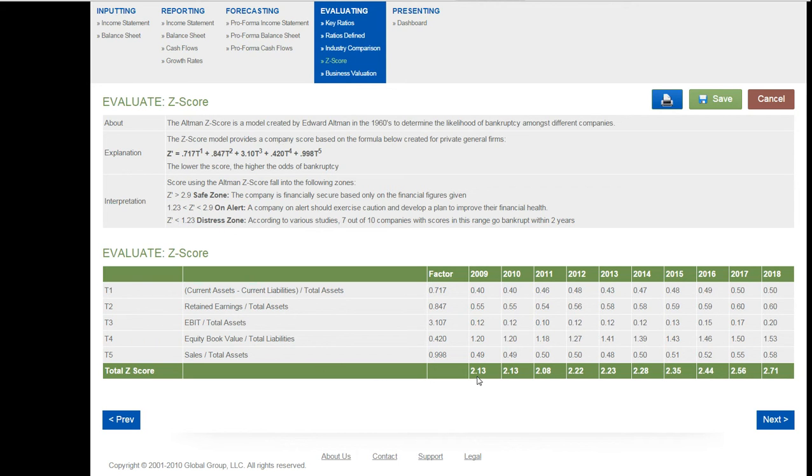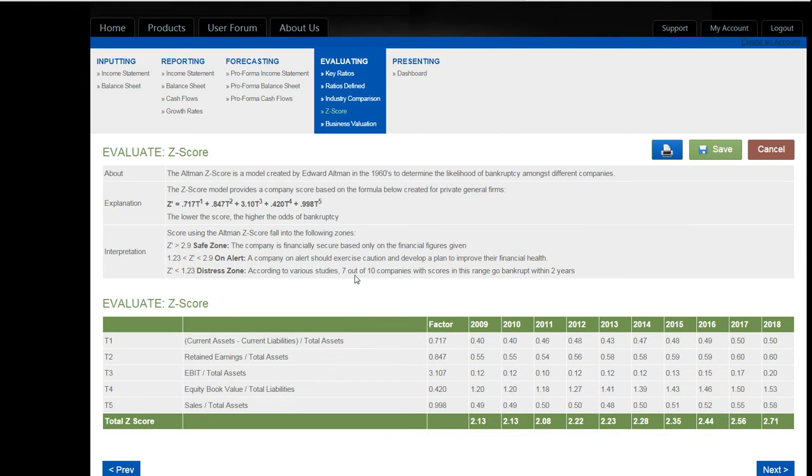So notice that we're at 2.13, 2.08, 2.22, 2.23. All of these are below 2.9. Most of our scores fall in the mid-range. So it says on alert. That means that we should be exercising caution as we make financial decisions so that we can try to bump up these ratios in a way that will make us solid, keep us healthy financially, and put us in a position of good cash strength.